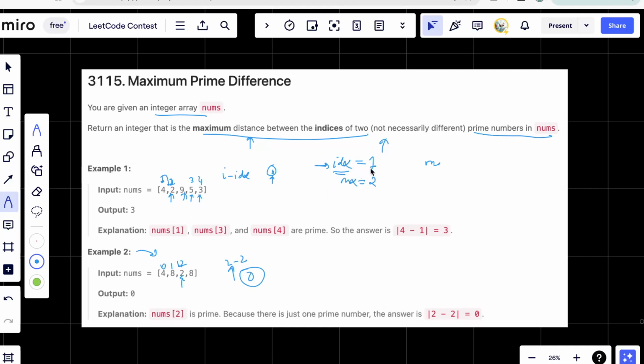So now in my idx, I will not update it. I will not repeatedly update it. I will only update it when it is -1, so that I get the first occurrence from the left side. That is what matters to us.